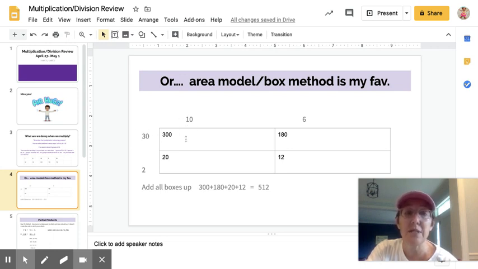Some people had problems with what to multiply together. Well, you multiply what's on this side to what's up here. So 30 times 10 would be 300, and then the 30 would be right here. So 30 times 6 would be 180. And then you come down here, 2 times 10 would be 20, and then 2 times 6 would be 12. And you add it all up, and you get 512. That is the way we were really, really good at multiplying using this box method this year.